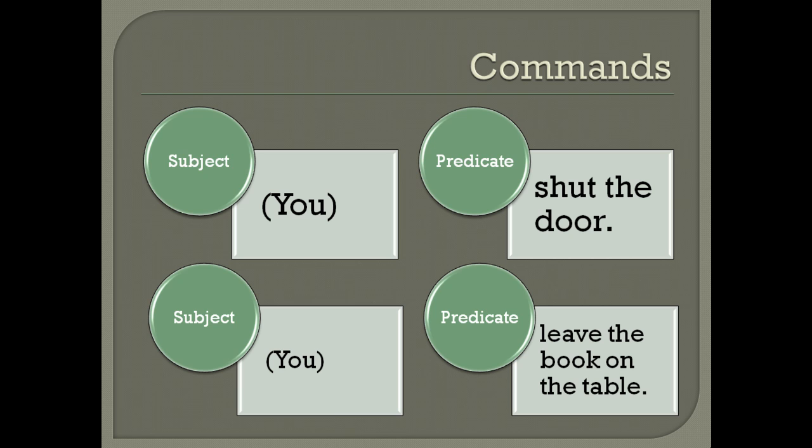Commands are a type of sentence in which the subject is not usually spoken or written, but it is implied. The subject of commands is typically you. As you can see in these examples, although you is not specifically spoken, it is still the subject. So normally we would say shut the door, and in this case the subject is you even though it's not being spoken. And the same for leave the book on the table. The subject is implied and the subject is you.